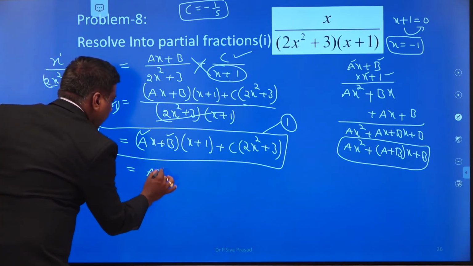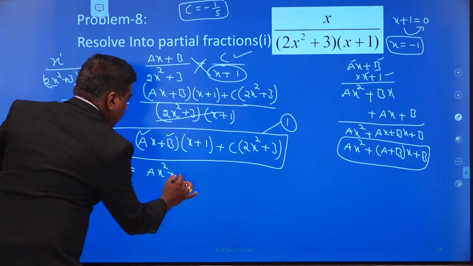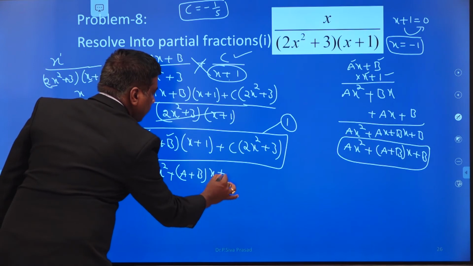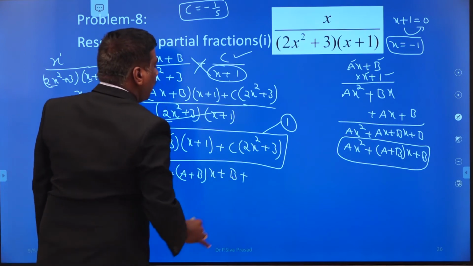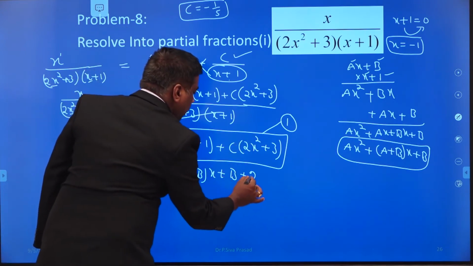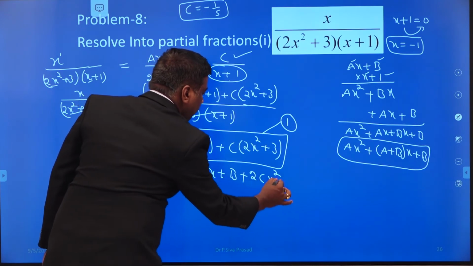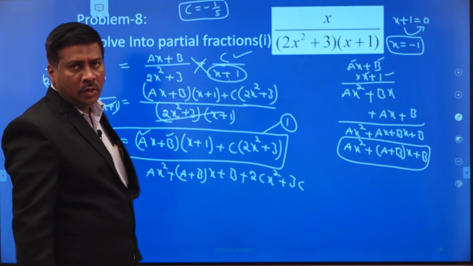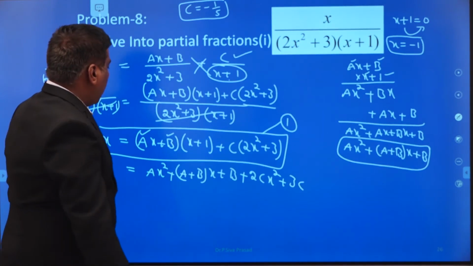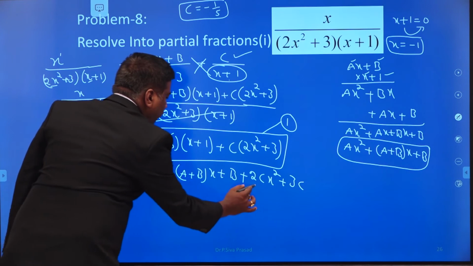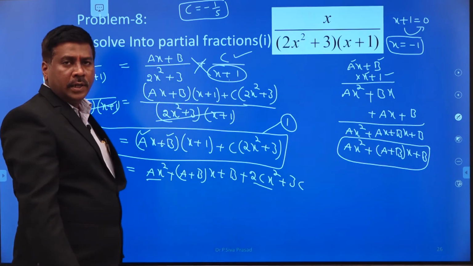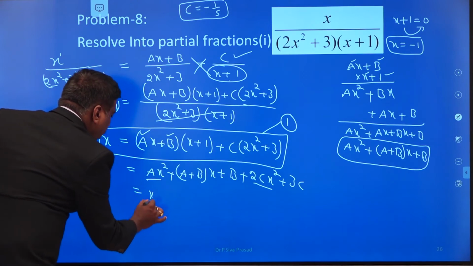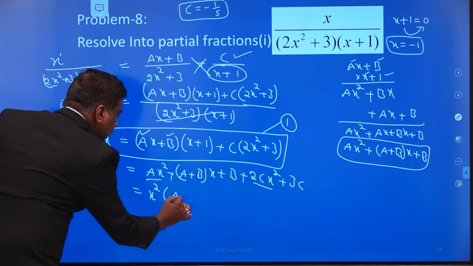Therefore, x square plus a plus b into x plus b, plus here also I have to multiply with c. Then this is 2c x square plus 3c. Just simply multiply the terms. Now I have to segregate the terms of x square, x and constant terms. From these two terms, I take x square common, x square into a plus b.